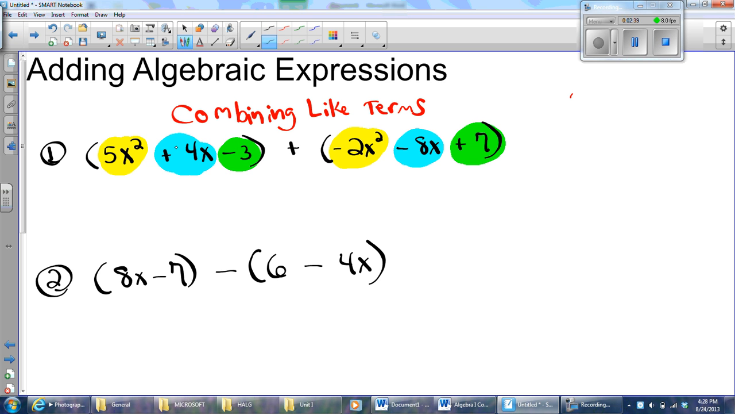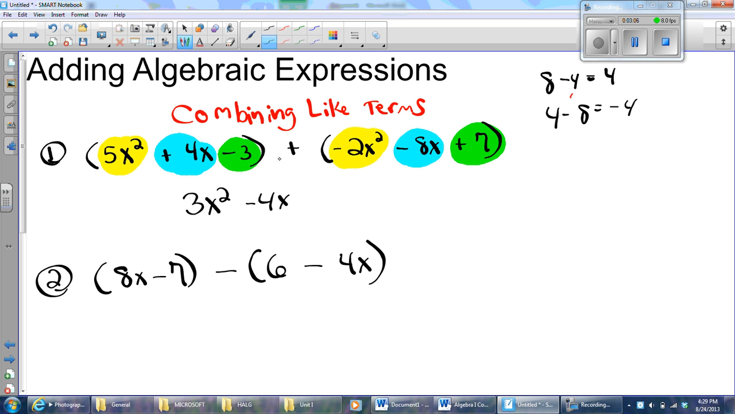If I've got 5x squared and minus 2x squared, I must have 3x squared because 5 minus 2 is 3. Now in blue, I have 4x and I have minus 8x. Please don't get this wrong. You know that 8 minus 4 is 4, so 4 minus 8 must be negative 4. It's too easy to get that wrong.